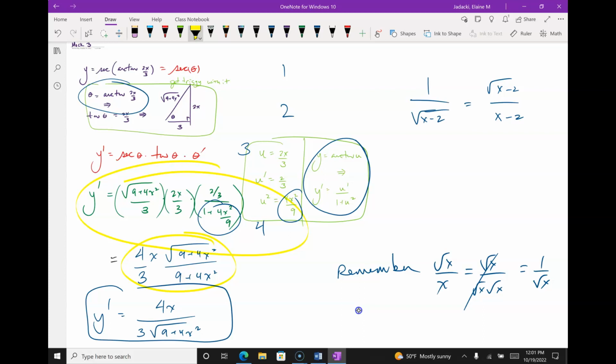Nice. So we're looking at our next problem here. Where did I put it? There it is. So that was Mach 3. This is Mach 4. Let's do Mach 4. Let's do 6 minutes on this one.